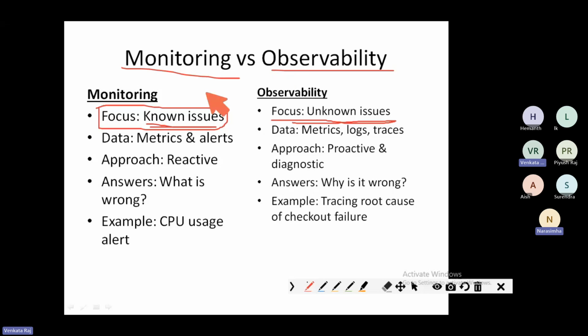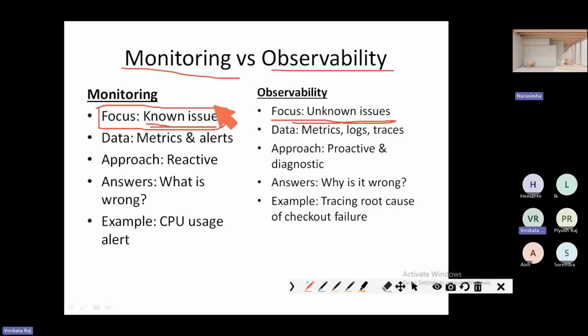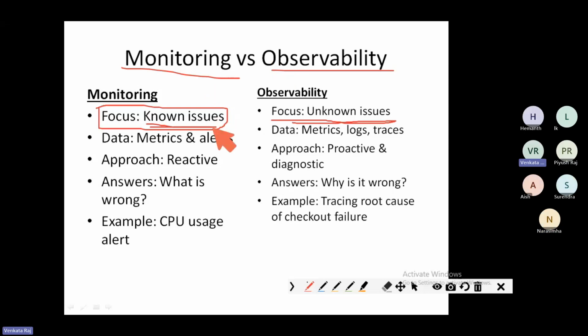In case of monitoring, what do you do? You will simply get the issue. So I'll request everyone to go on mute, please. So in monitoring, you will get the issue. You simply report it to the concerned team. You are not going to do any debugging from your side. You are not going to try to find out any root cause from your side. Clear, everyone? But in case of observability, we try to find out the unknown issues.